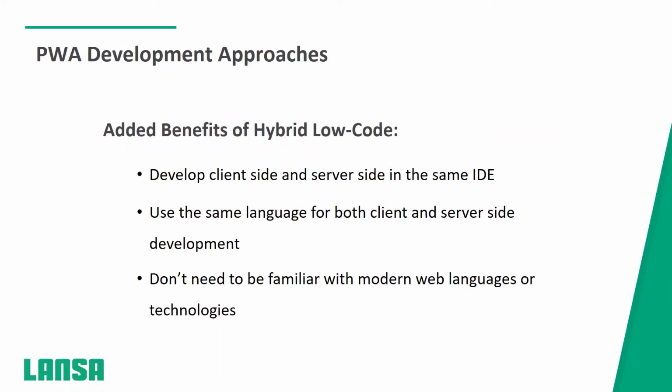So that's the progressive web app part, but some added benefits to the hybrid low code approach is you're going to develop the client side and server side in the same IDE. So you're going to use the same language for both client side and server side development. You're going to use our DMLX language combined with low code. So not only do you enable and create PWAs easier, you're going to create the entire application easier because you're not bouncing back and forth to create some server code in this development environment, create some front end in this development environment. You just create everything right inside our environment. And what's great about that is you don't need to be familiar with the modern web languages or technologies. So you can create a progressive web app without knowing all the latest and greatest technologies behind that progressive web app. We simply handle all that for you, and you don't worry about it.